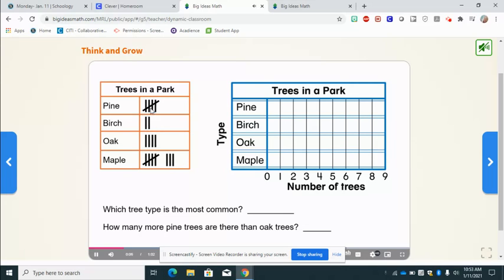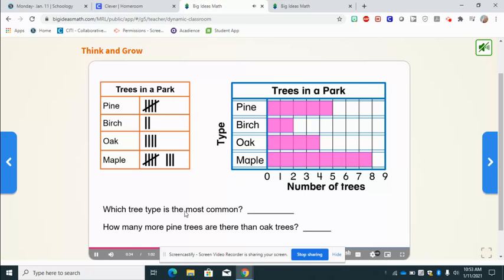There are 5 tallies for a pine tree, so we're going to make a bar of 5 over here beside pine. There are 2 tallies for birch. We're going to draw 2 for birch. There are 4 tallies for oak. Draw a bar of 4 for oak. There are 8 tallies for maple. So we're going to draw a bar to the number 8 for maple.